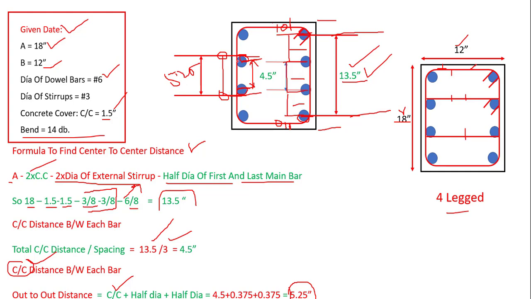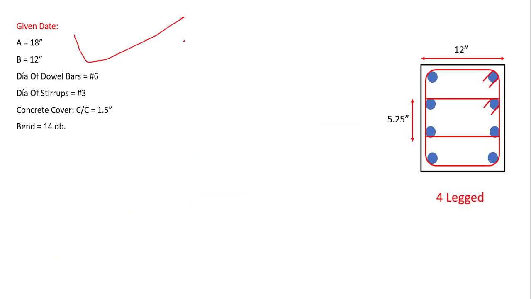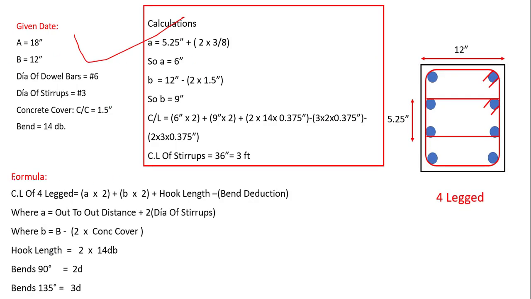Now what difficulty is there over here? Nothing. If it is 6-leg or 8-leg, the process will be the same. Now next, let's put the values and find it out over here. The data is the same. Let's go for the formula.